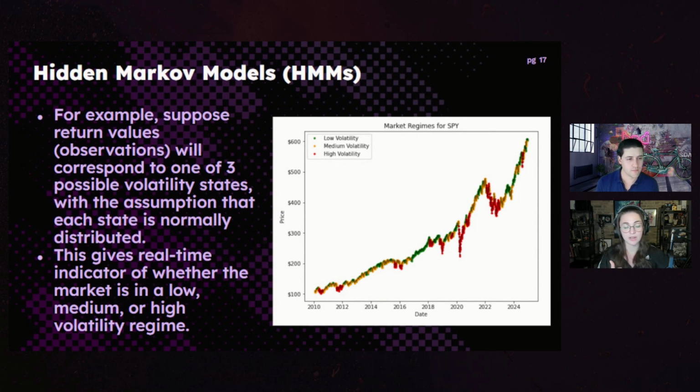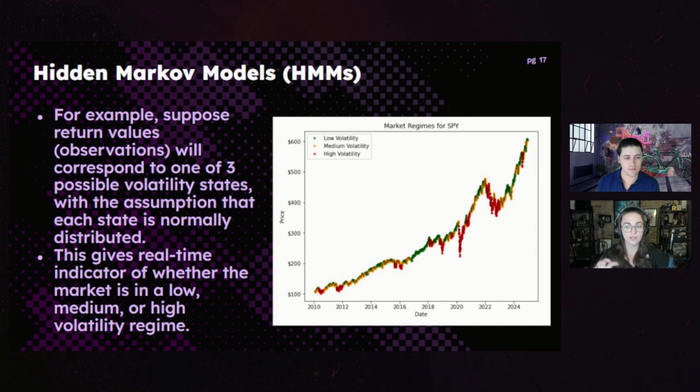This is data from 2010 to present. And what you can see here is the Markov model identifying 3 possible volatility regimes. So I put n equals 3, right? Or 3 possible volatility states, which correspond to low, medium, and high volatility. Assuming as well that each regime is normally distributed. That's another assumption that comes out of this. But what this does is it gives a real-time indicator of whether the market is in a low, medium, or high volatility regime.